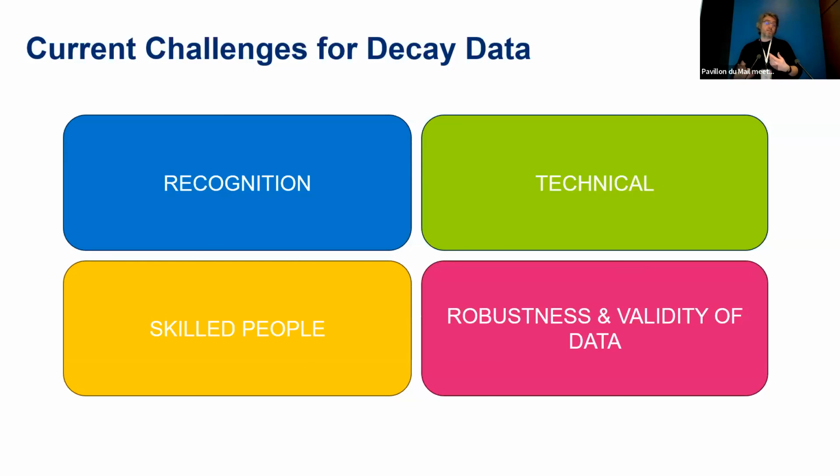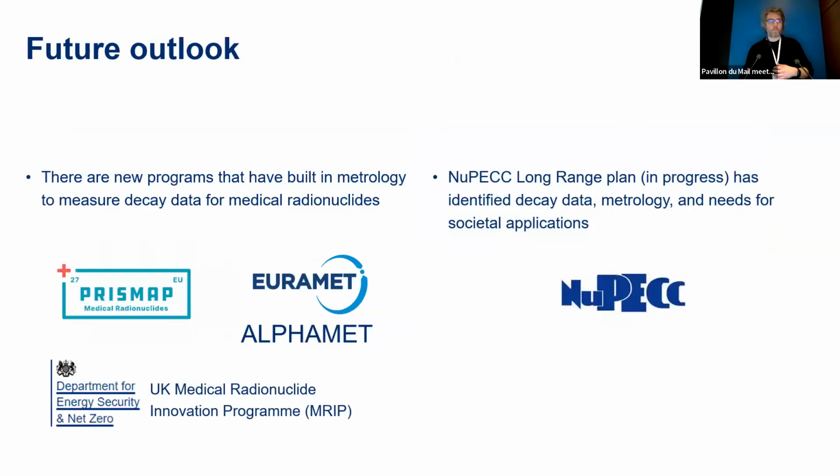So this is something that keeps coming up, that we need to have the confidence in the data we're using. We need to find ways of making sure that that data is robust and it's valid, and that can come through the traceability and metrology that we use every day for activity, we can use for generating our nuclear decay data.